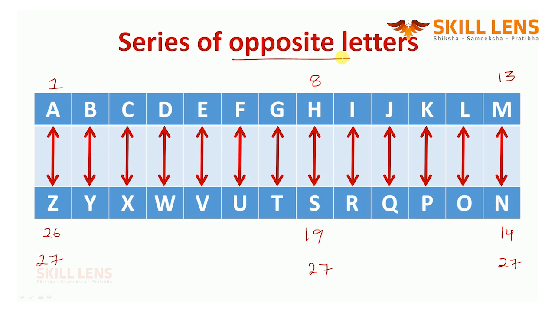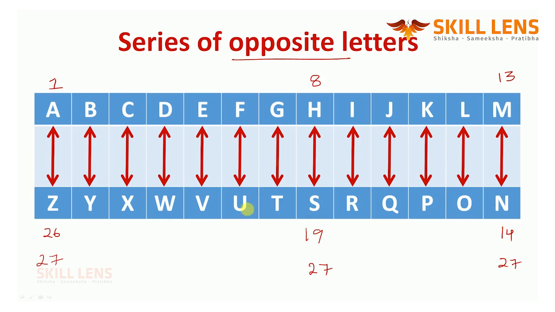Those letters are called what? Opposite letters. Okay, which sum of 2 alphabets? Which sum of 2 letters? Two alphabets are two letters. The place value sum is 27. Those letters are called what? Opposite letters. Very simple.